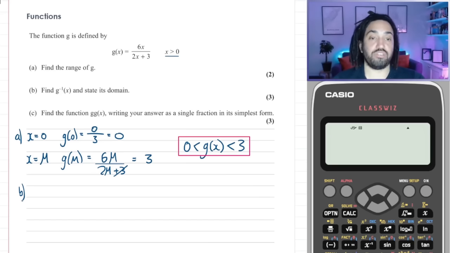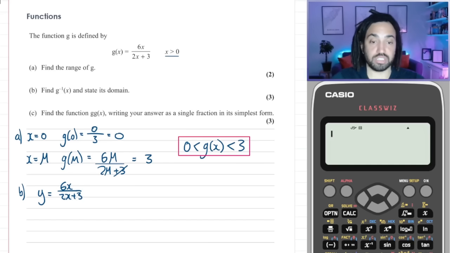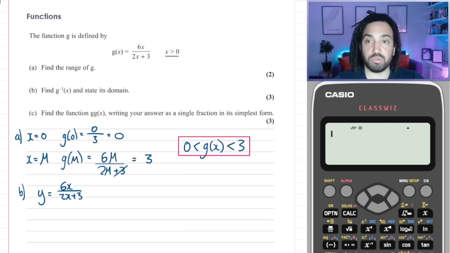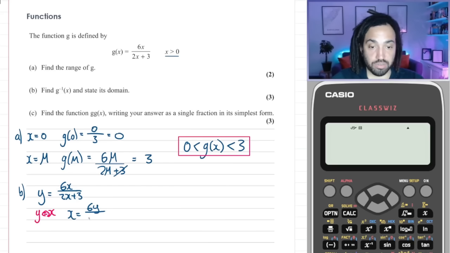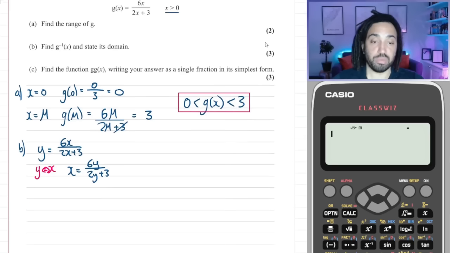Next one, it says find the inverse of g. So what we do is we set the function g equal to y, like so. And then the inverse function is the reflection of the function in the line y equals x. So what we do is we do that line reflection for y equals x by just swapping the y for the x. So this gives us x equals 6y over 2y plus 3, like so.